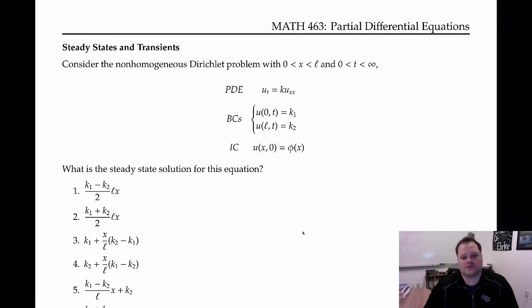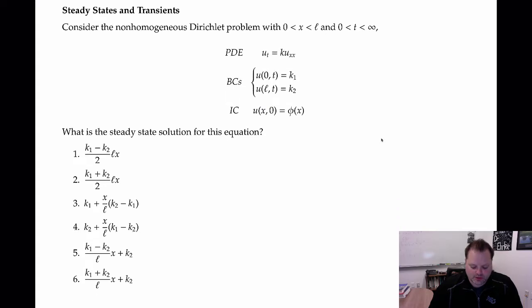I want to consider this inhomogeneous problem. So we've got the inhomogeneous boundary conditions here. The PDE itself is just the heat equation, so it is homogeneous. It is a Dirichlet problem, but it's not a homogeneous Dirichlet because they're not both zero. So the question that's asked is, what is the steady state solution for this equation?